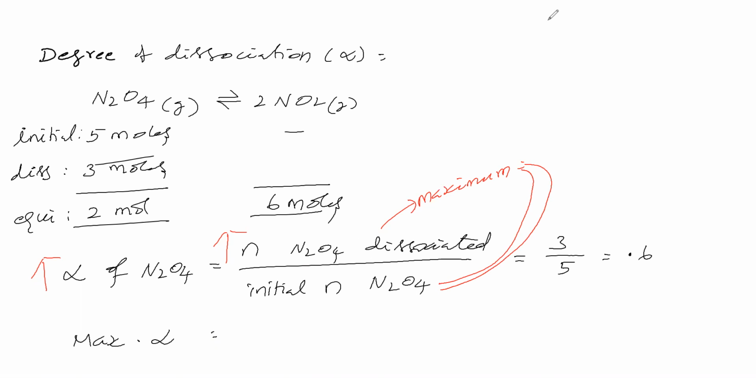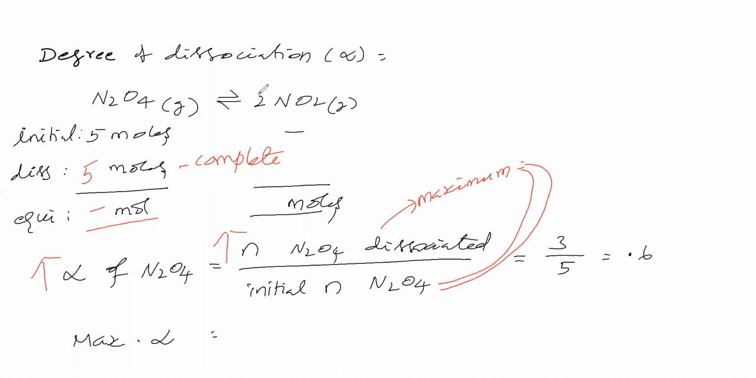Okay. So now we will see complete dissociation. Initially we took 5 moles of N2O4. Complete dissociation means however much we have taken, that much should undergo dissociation. So how much is remaining? 0. So how much NO2 is produced? That we will see. Now 1 mole of N2O4 on dissociation gives 2 moles of NO2. So 5 moles of N2O4.